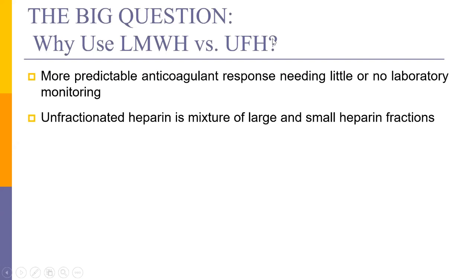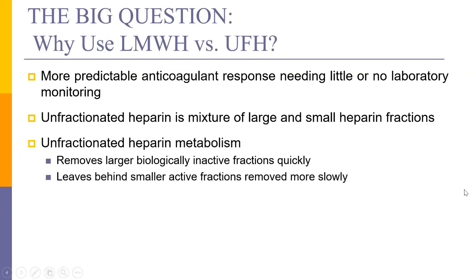Unfractionated heparin is a mixture of large and small heparin fractions. In this case, we have seen the low molecular weight heparin is doing much better. We don't need those large heparin fractions that will later cause thrombocytopenia while using unfractionated heparin. So we are seeing that low molecular weight heparins are doing better than unfractionated heparins.